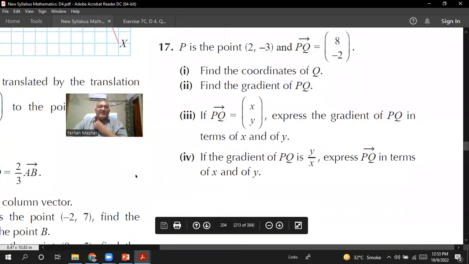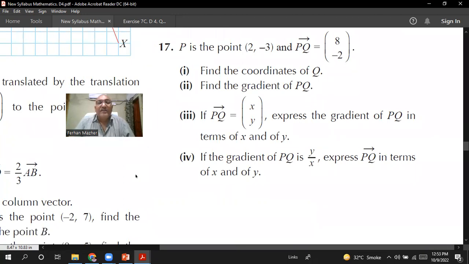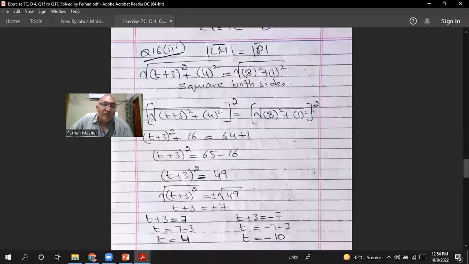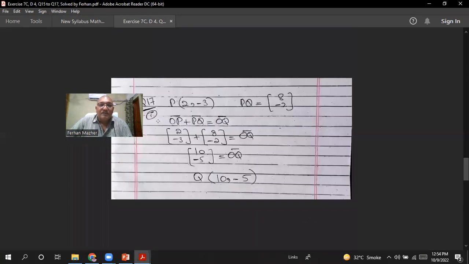In question number 17, they say P is the point (2, minus 3), and the vector PQ is the column vector (8, minus 2). Find the coordinates of Q. Very simple. I will write the vector PQ in terms of its position vectors.